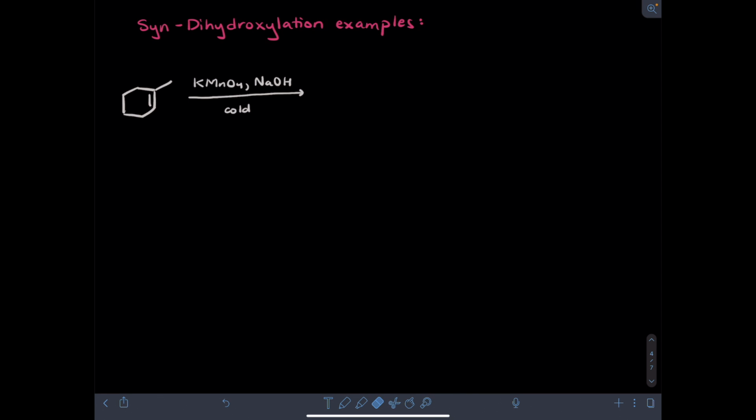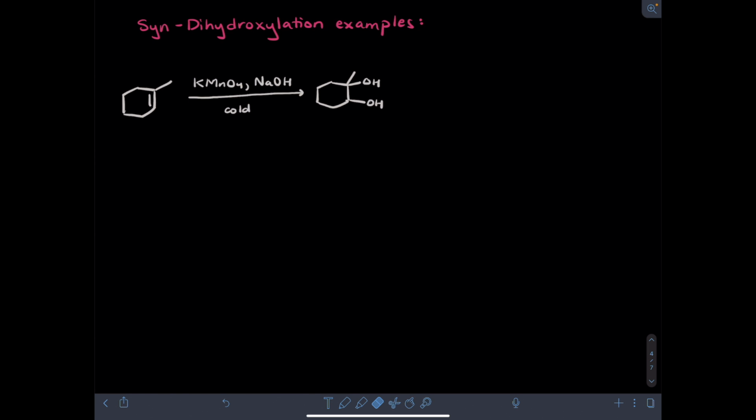I want to show you some examples of syn-dihydroxylation reactions. Here I'm treating a substituted cyclic alkene with KMnO4, NaOH under cold conditions. These reaction conditions will add a new OH group to each of the carbons of the alkene.